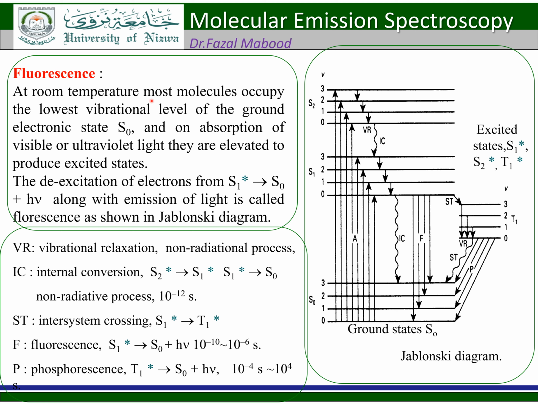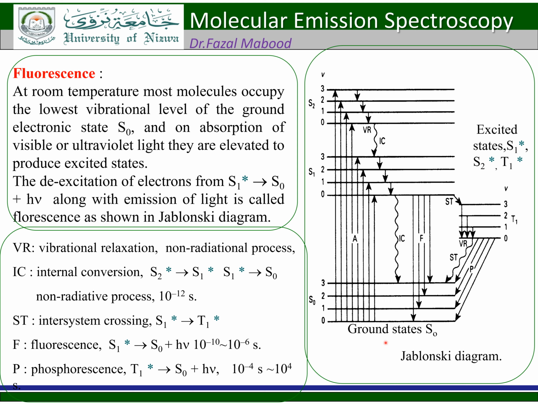Fluorescence: at room temperature, most molecules occupy the lowest vibrational level of the ground electronic state, and on absorption of visible or ultraviolet light, they are excited to an excited state. The de-excitation of the electron from the singlet excited state to the singlet ground state, with the emission of light, is called fluorescence, as shown by the Jablonski diagram.